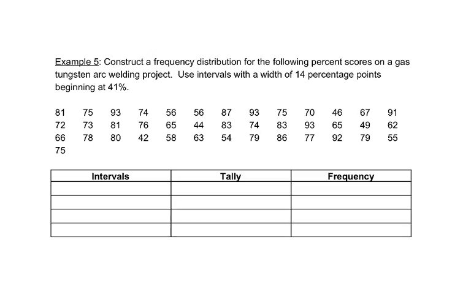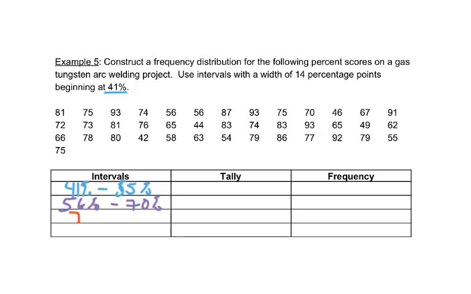So here we've got a lot of information from a welding project, and it tells us to use intervals with a width of 14 percentage points beginning at 41%. So the way this works is we'll start at 41%, and we'll take 41 plus 14, and that gives us 55%. Okay. Then in the next line, we'll start at the next number. We'll start at 56%, and we'll add 14 to it, and we'll get 70%.